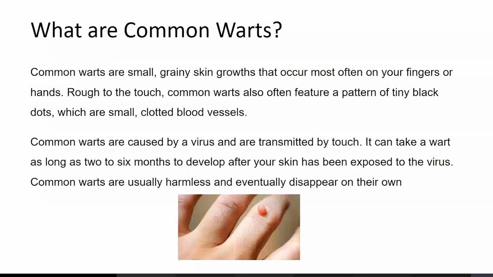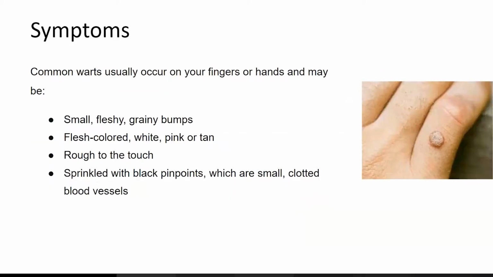Common warts are caused by a virus and are transmitted by touch. It can take a wart as long as 6 months to develop after your skin has been exposed to the virus. Common warts are usually harmless and eventually disappear on their own. Symptoms: common warts usually occur on your fingers or hand and may be small, fleshy, grainy bumps, flesh-colored, white, pink, or tan. They are rough to touch, sprinkled with black pinpoints, which are small, clotted blood vessels.